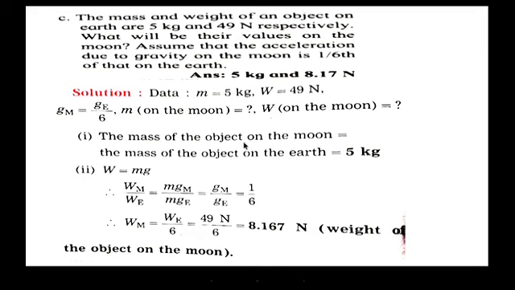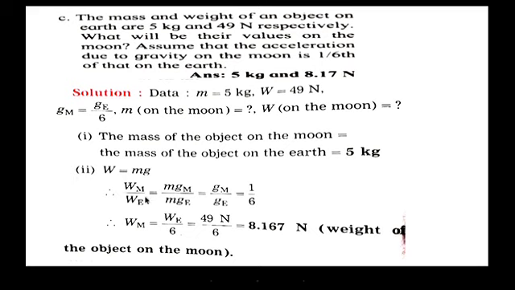Now we have studied that the mass of an object remains constant everywhere. It does not change from place to place. Even on other planets, it will be the same. Okay, so therefore the mass of the object on the moon also will remain the same as it is on the earth. So the mass of the object on the moon will be equal to the mass of the object on the earth, which is equal to 5 kg, and weight is equal to mass into gravitational acceleration. So weight on the moon will be m into gm, and weight on the earth will be m into ge.